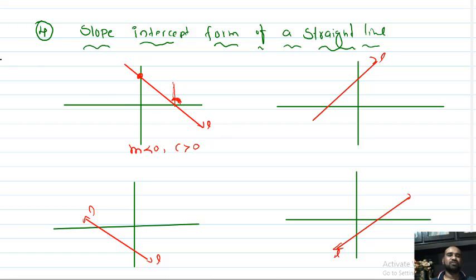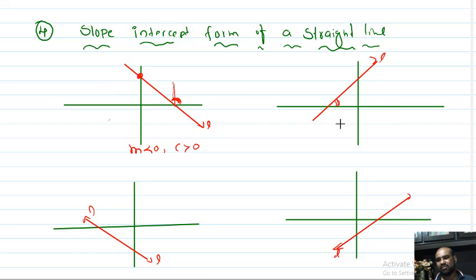Sometimes we will ask questions: if m less than 0, c greater than 0, the line doesn't pass through which quadrant? So that line doesn't pass through Q3. It will pass through Q1, Q2 and Q4. That means if m less than 0, c greater than 0, then you can say the line doesn't pass through Q3.